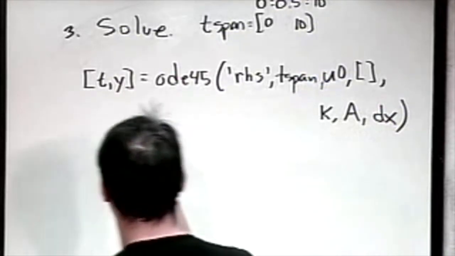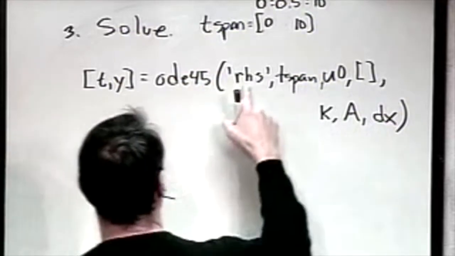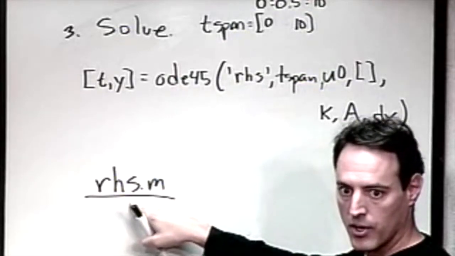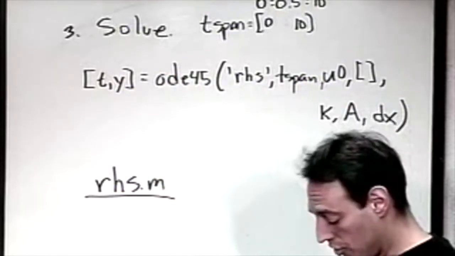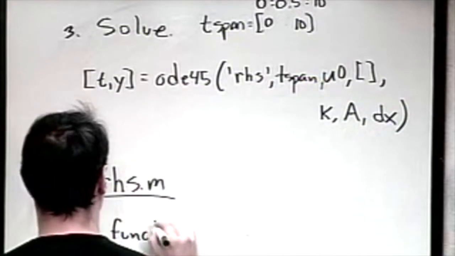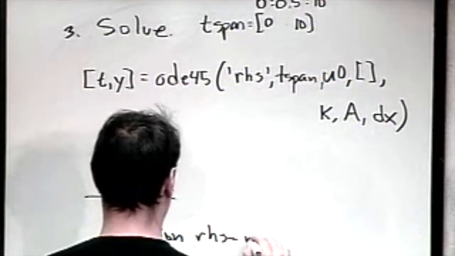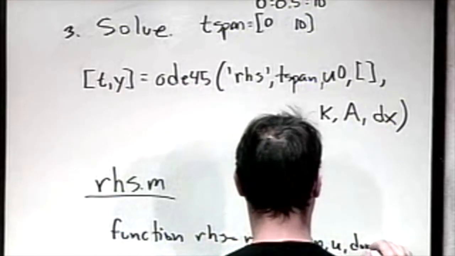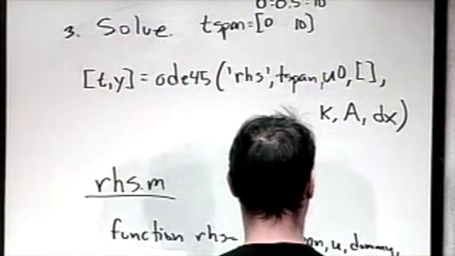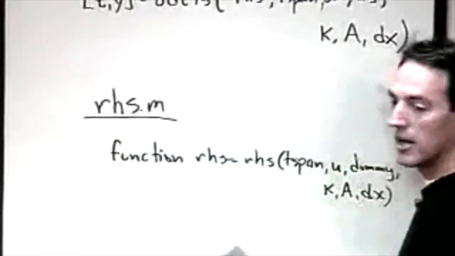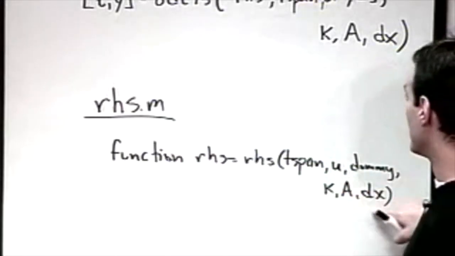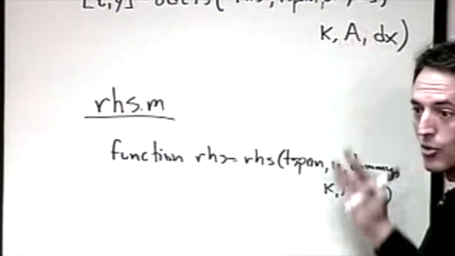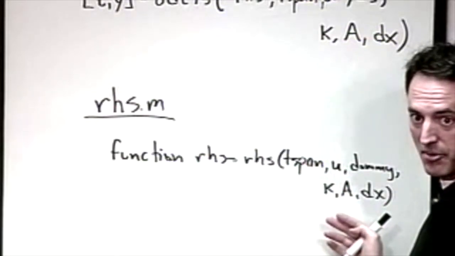So what does this right-hand side function have to look like? Well, first of all, if I call it RHS, what the computer does is look for a file called rhs.m somewhere in the same directory. So what should rhs.m look like? Function RHS is equal to RHS, and what's coming in here is your t-span, your u, your dummy, your k, A, dx. By the way, you don't have to call them the same names. I did, but the order is very important. If you have k, A, dx, it's going to read as k, A, dx here, regardless of what I call them here. So don't change the orders here and here. That'll be bad for you.